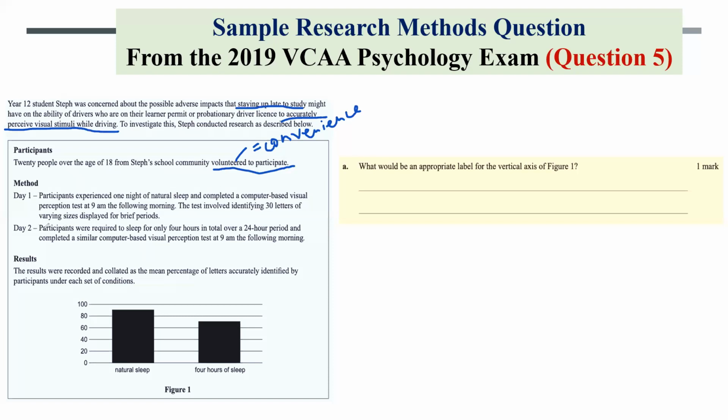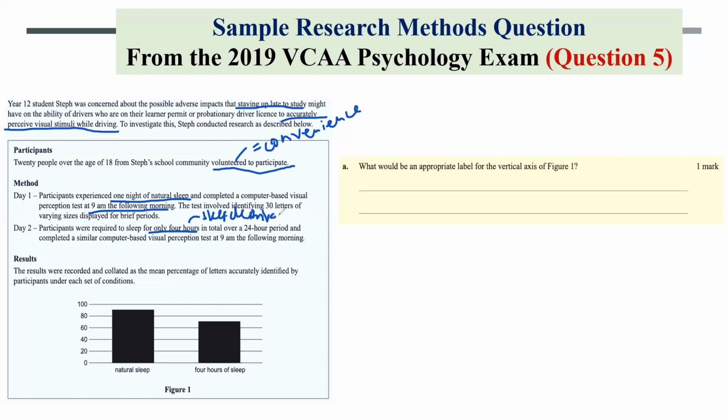Okay, so the method, what was the procedure that took place? Day one, participants experienced 1 night of natural sleep, so their normal sleep patterns, and completed a computer-based visual perception test, similar to maybe a hazard test, at 9 a.m. the following morning. The test involved identifying 30 letters of varying sizes displayed for brief periods. Day 2, participants were required to sleep for only 4 hours in total. So this is the sleep deprivation condition, because they're not allowed their natural or normal sleep pattern.